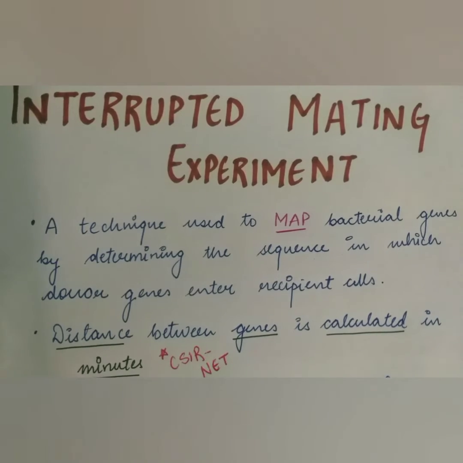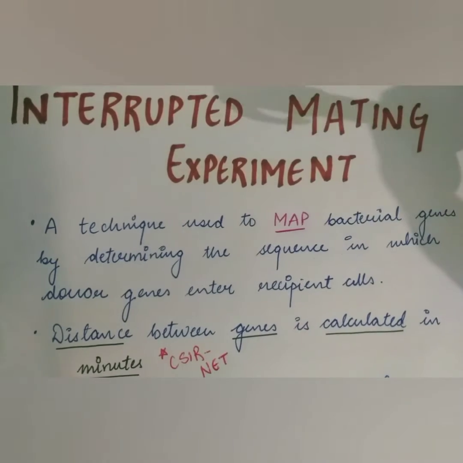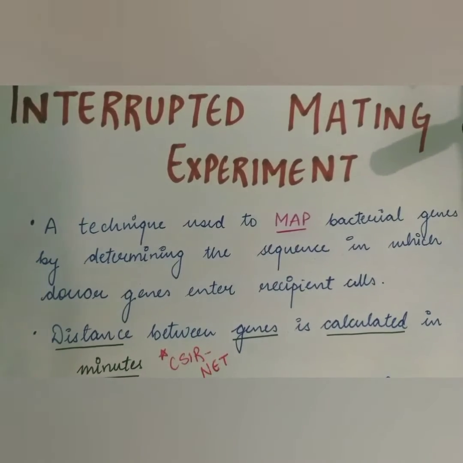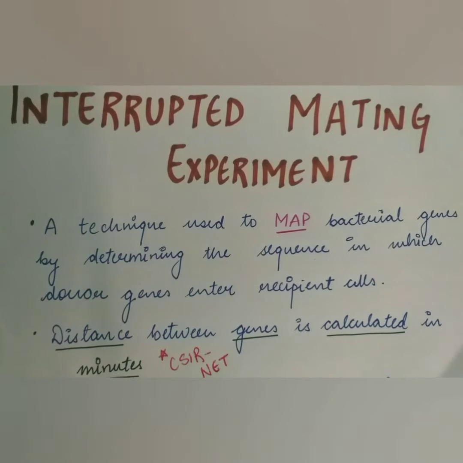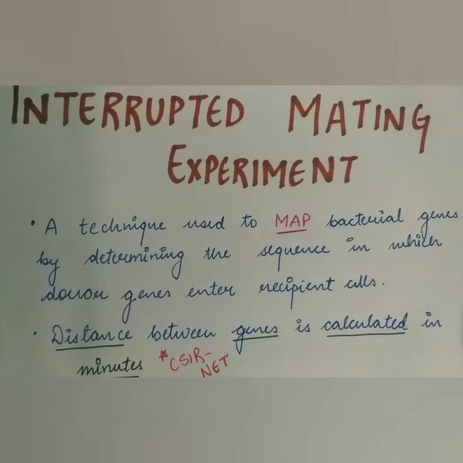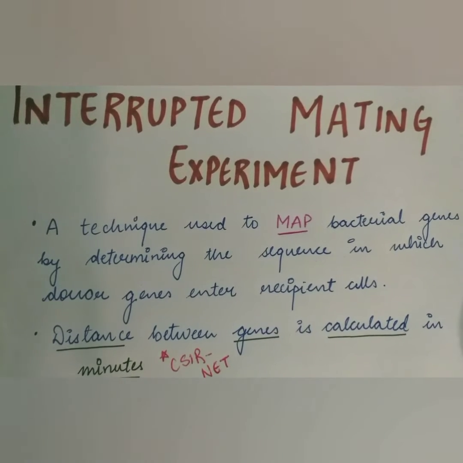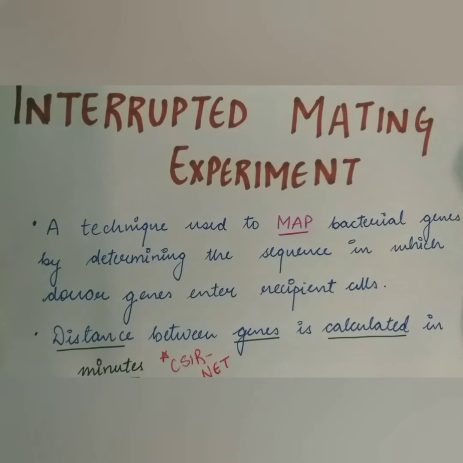Everyone. So today we'll learn about the interrupted mating experiment. This is one of the most frequently asked questions in the CSIR in both Part B and Part C, and it is one of the easiest concepts we come across in the genetics unit. First of all, we'll understand briefly what this concept is all about.